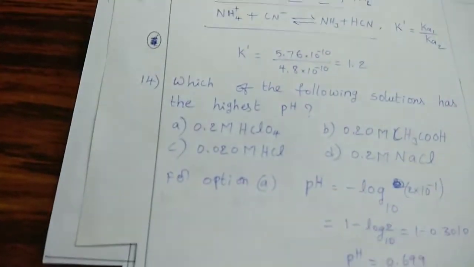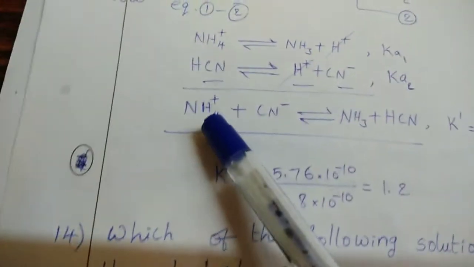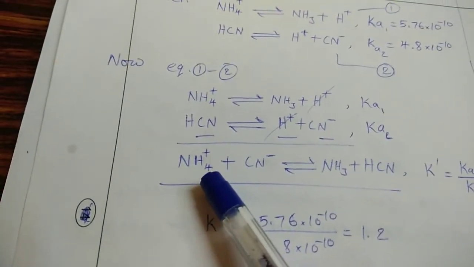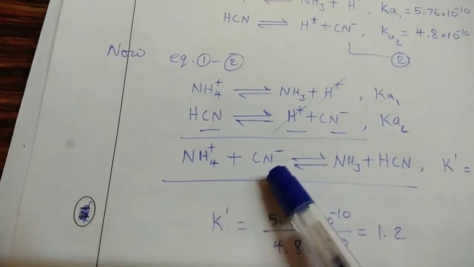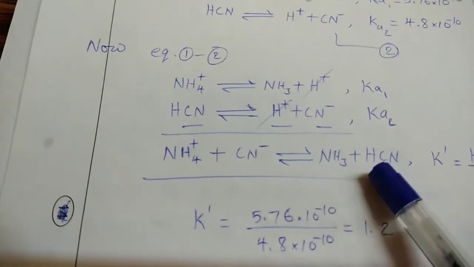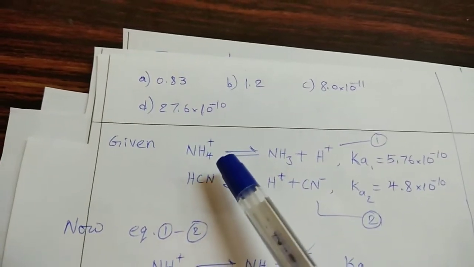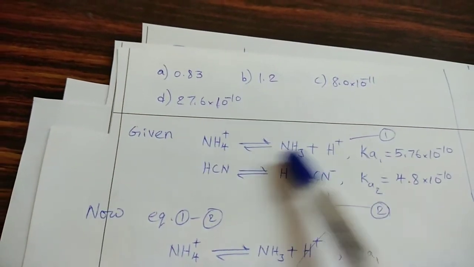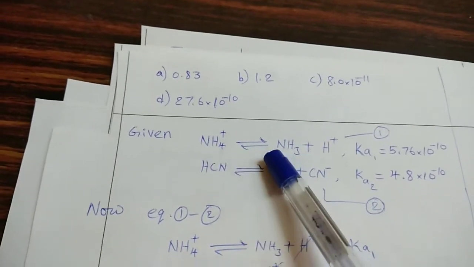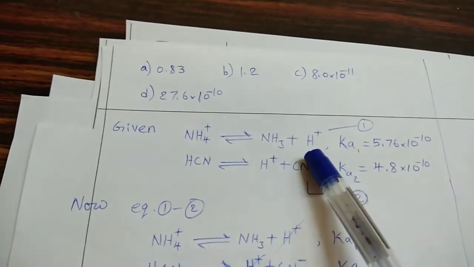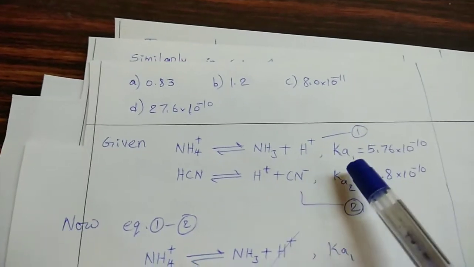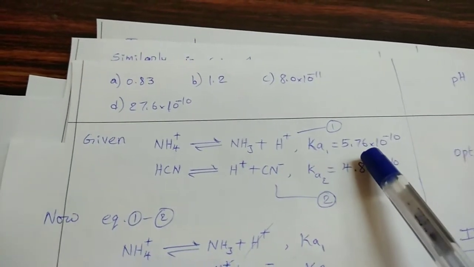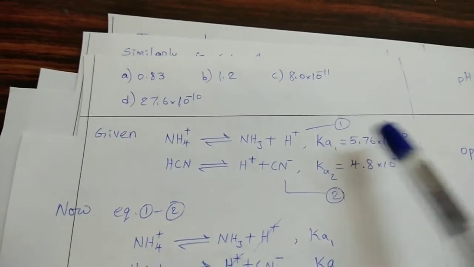See the next. So for this reaction we should calculate the equilibrium constant. NH4 plus CN minus gives rise to NH3 plus HCN. So see this, according to the given data, ammonium ion dissociation: NH4 plus gives rise to NH3 plus H plus. So acid dissociation constant Ka1 equal to 5.76 into 10 power minus 10.